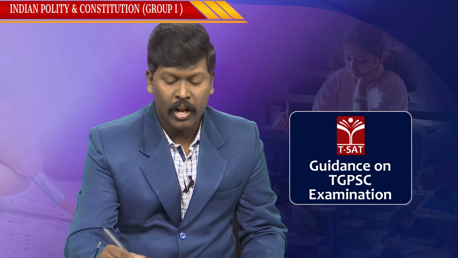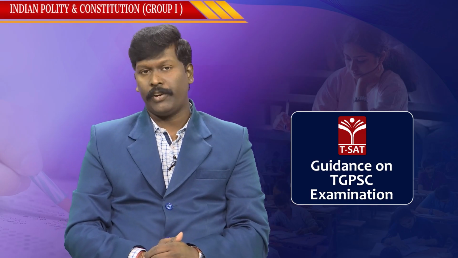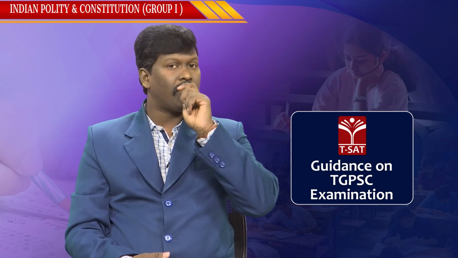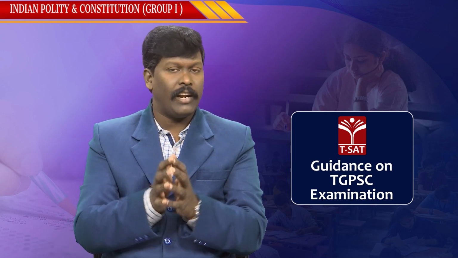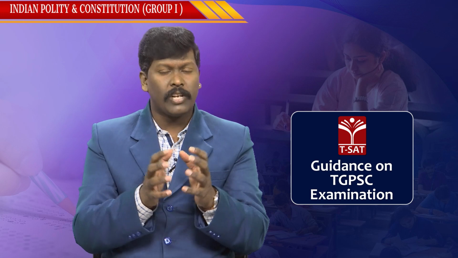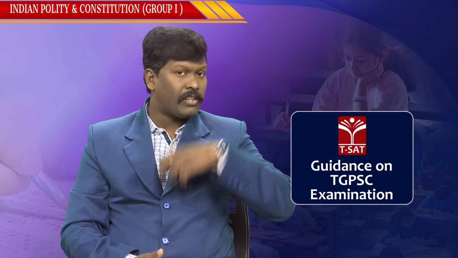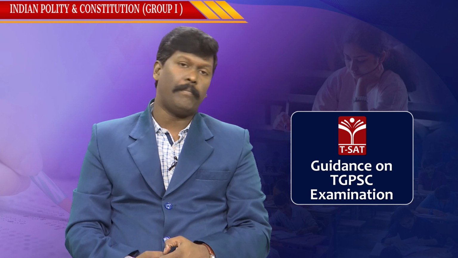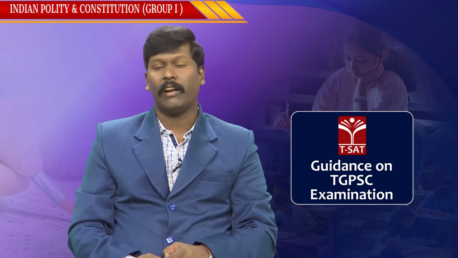Next one is Article 260. What is Article 260? According to Article 260 of the Indian Constitution, it is only the union, only the parliament, only the central government which can undertake legislative, executive, judicial agreements and mutual understandings between India and outside countries. Even the states can sign an understanding with an outside country, but following a law made by the parliament. A state has to follow the rules and regulations given by the parliament, by the central government, right?